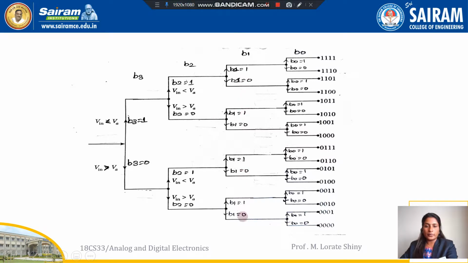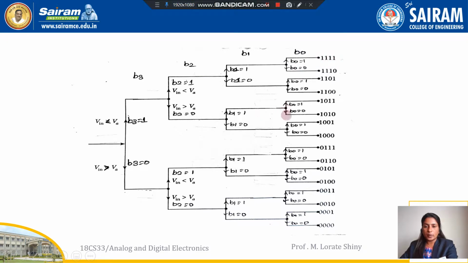Like that we have to do the last comparison. For B0, till this point, B3 is 1, B2 is 1, B1 is 1. So now we'll see about B0. At this point you are comparing VA and VIN. If VA is greater, B0 is 1. If VA is less, B0 is 0. So the output will become 1, 1, 1, 0.